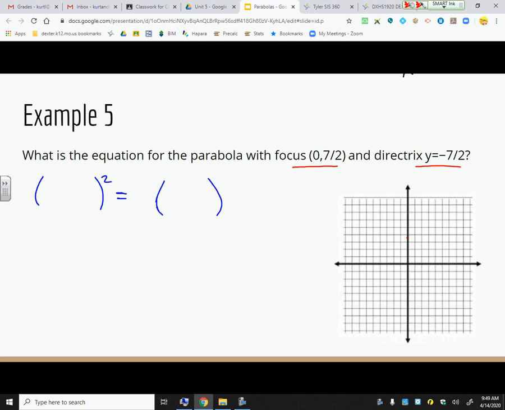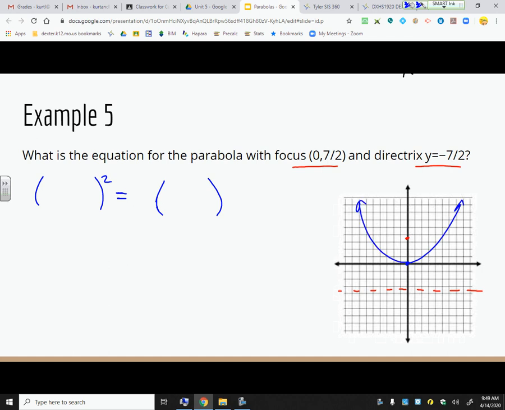1, 2, 3.5, 7 halves. And I have a directrix down here at -3.5. Well, remember, what's halfway between your focus and your directrix? Your vertex. And remember that your parabola has to open around your focus. So there's my rough sketch.